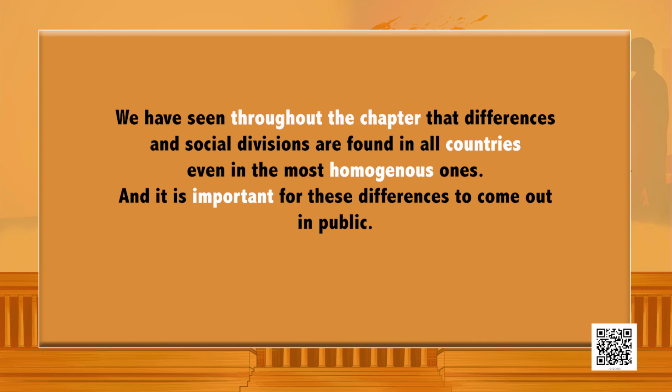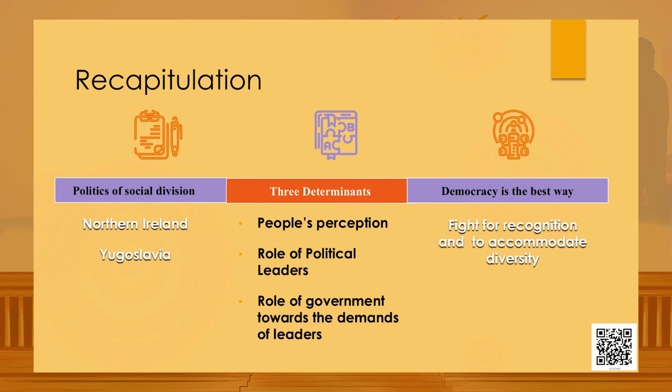We have seen throughout the chapter that differences and social divisions are found in all countries, even in the most homogeneous ones. And it is important for these differences to come out in public, and if there is any kind of discrimination, there must be a way for the public to express their feelings, as we saw in the Mexican Olympic story. Democracy is the best way to handle such divisions, as it allows room for public expression, debate and discussion. I hope you enjoyed today's session.